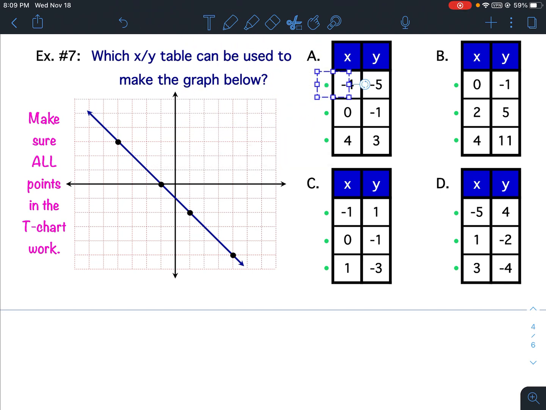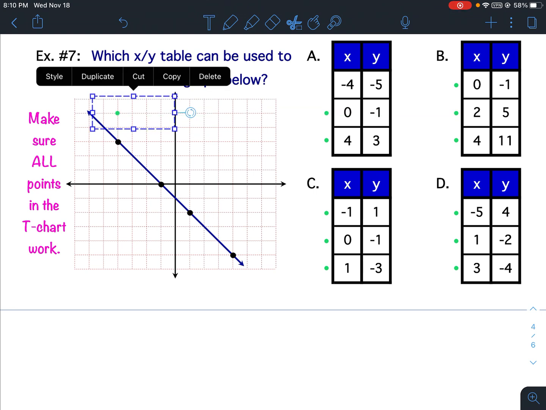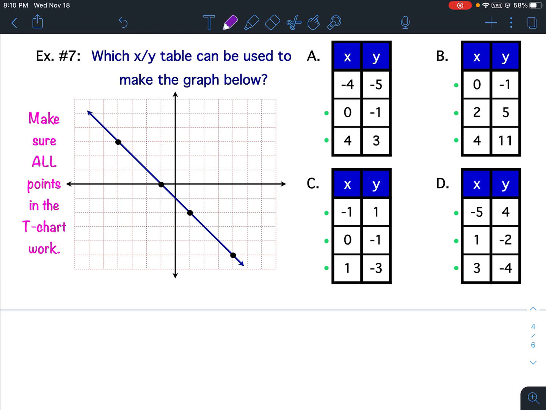Oops, try that again. So 1, 2, 3, 4, -4, and +5 is up here. Does -4, 5 fall on the line that's drawn, the graph that's drawn? No. So put an X beside that. As soon as you have one point that does not fall on the line, you can cross out that problem, that XY table.